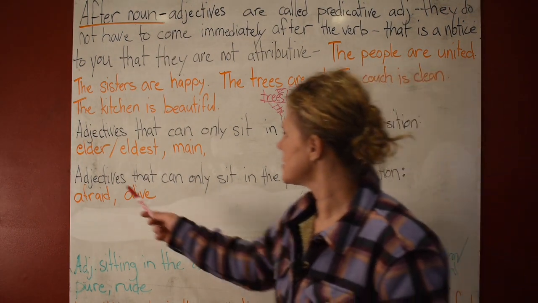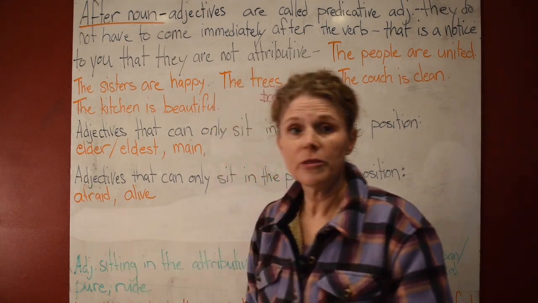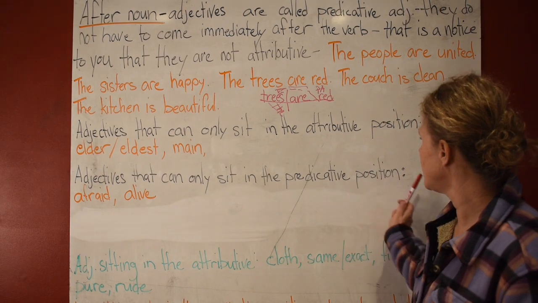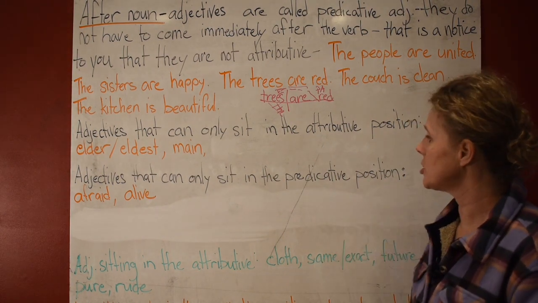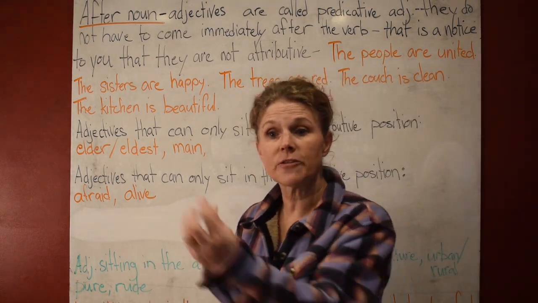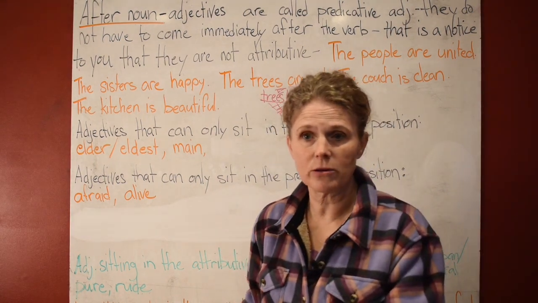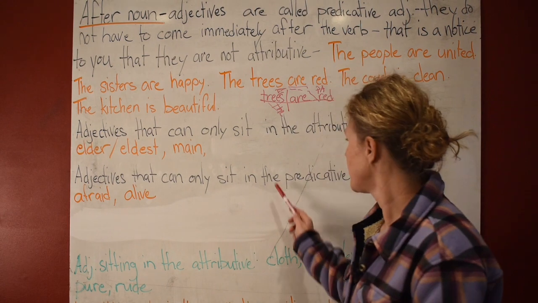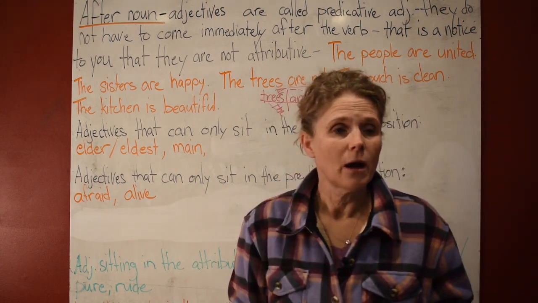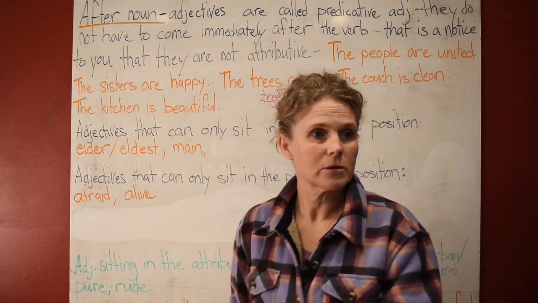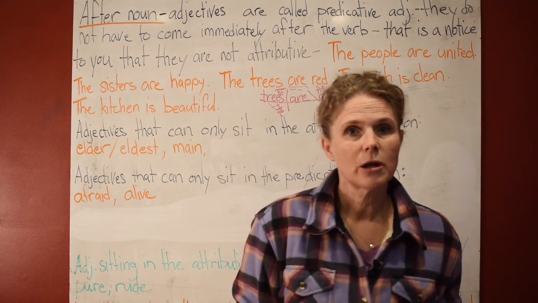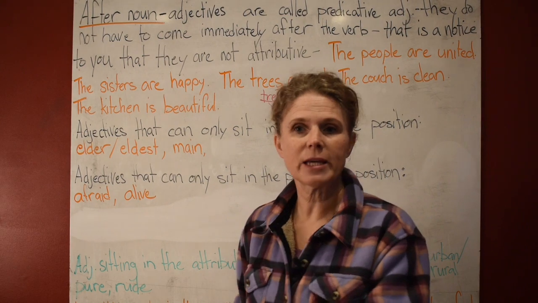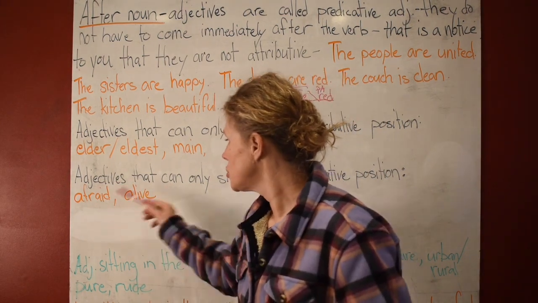Okay, so now look at this. There's some words that can only sit in the predicative position. So the child is afraid. We don't say the afraid child. We say the child is afraid. We don't say the alive child, or the alive fish, the alive animal. We say the animal is alive. All right?